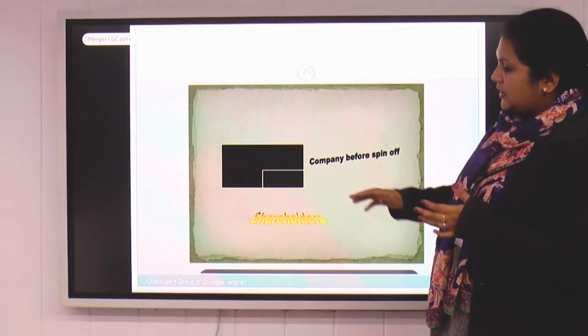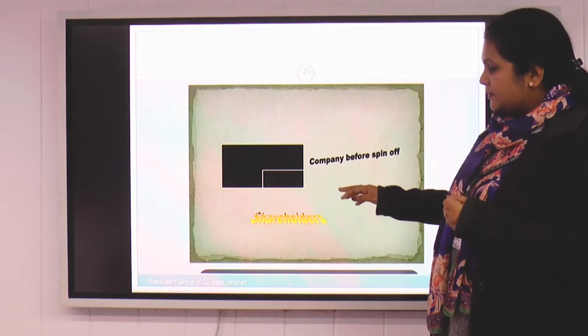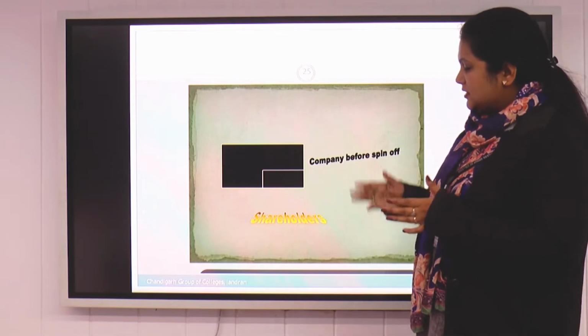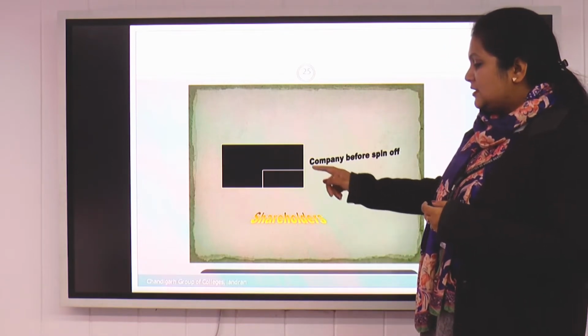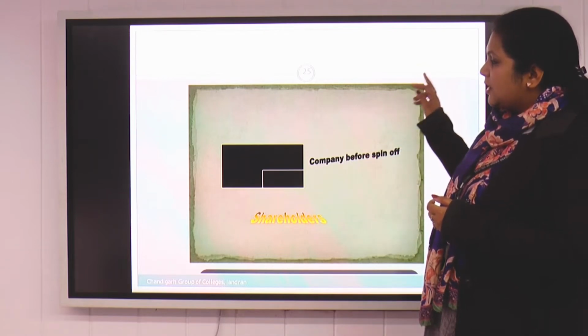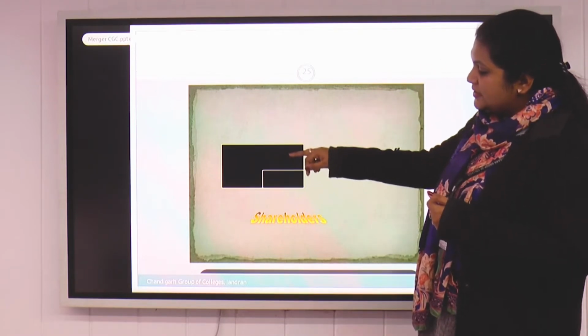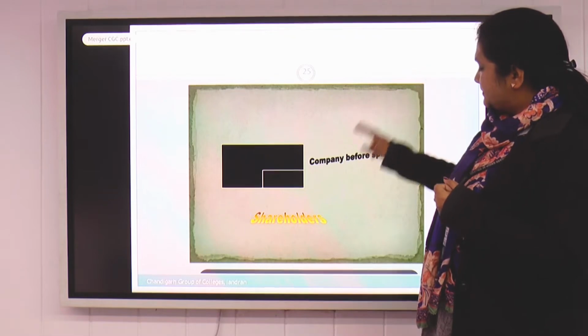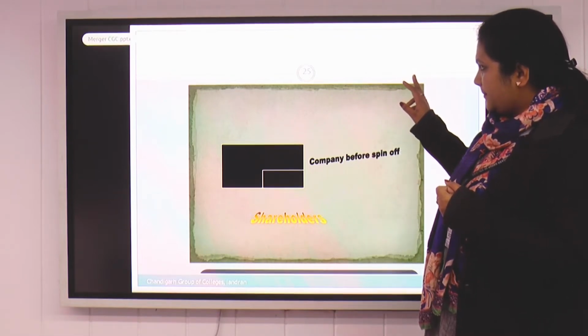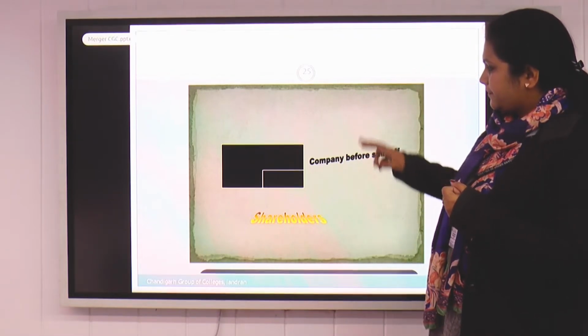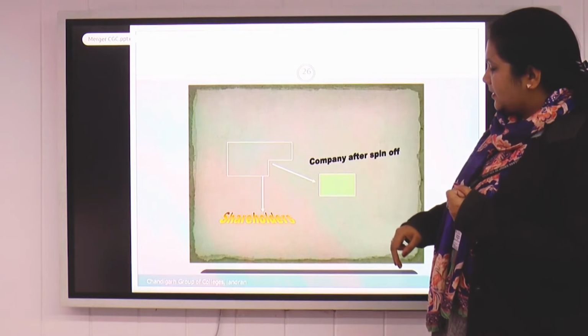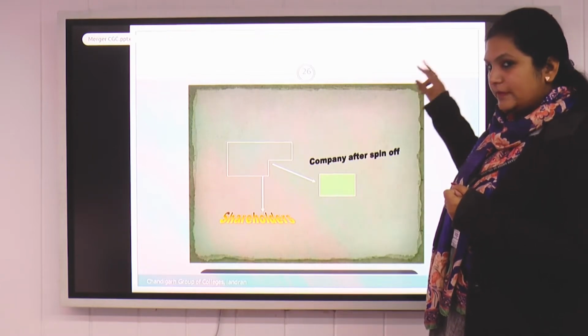Company before, it's the huge, just like the example says, the bigger box is the company before spin-off and the smaller one is the company after spin-off. Now it is spun off into 2 units. Company after spin-off.